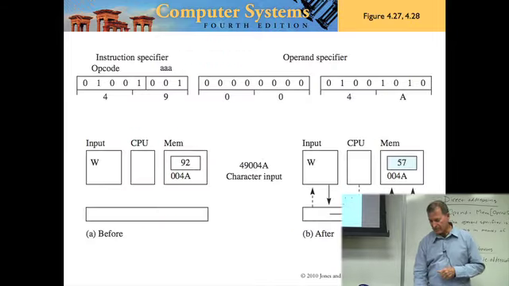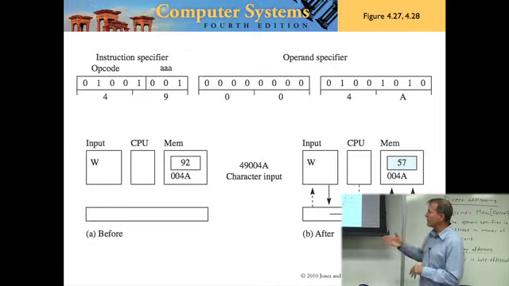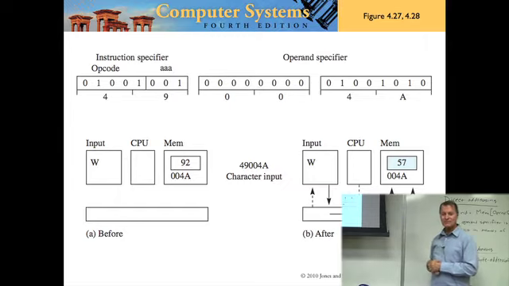Is everybody clear? Now, in this example we have to show not only the CPU and memory, but what? The input device. If there's a W in the file, and that's the next thing to be input, and you do the character input, 49004A, then it's 1 byte. The memory location 004A has a 92 in it. What is this 57? That's the ASCII hex code for W. If you look up in the hex chart, that's how we denote it.